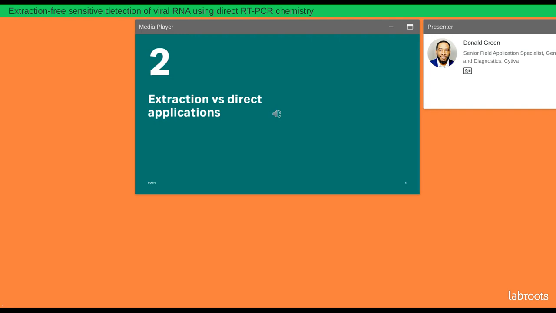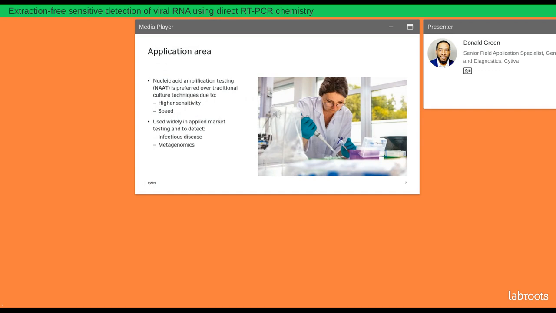One of the last things I'd just like to review is really the difference between extraction versus direct applications. So if we take a look at the application area, nucleic acid amplification testing is preferred over traditional culture techniques due to higher sensitivity and speed. It's used very widely in applied market testing to detect infectious diseases and metagenomics, and I'm sure you can list out some of your own.